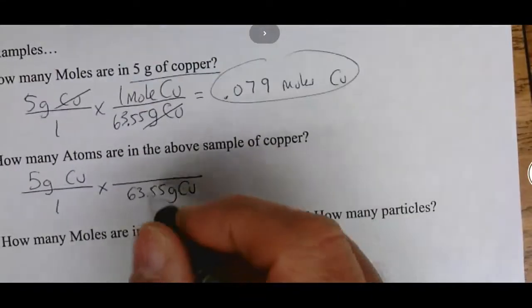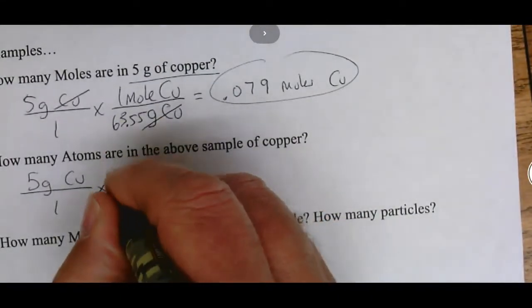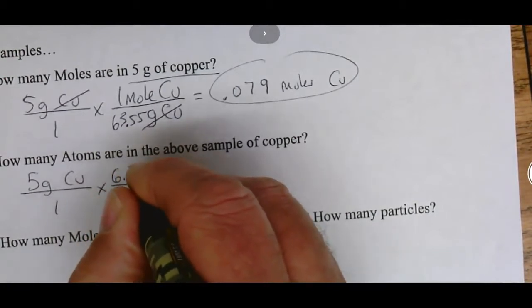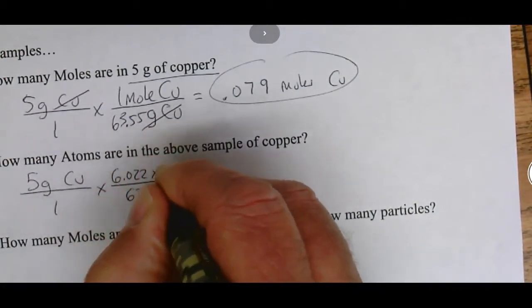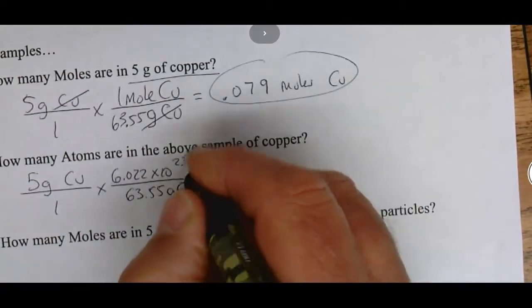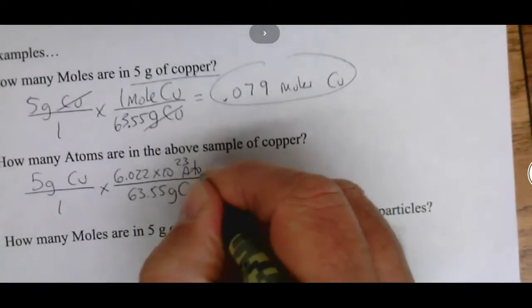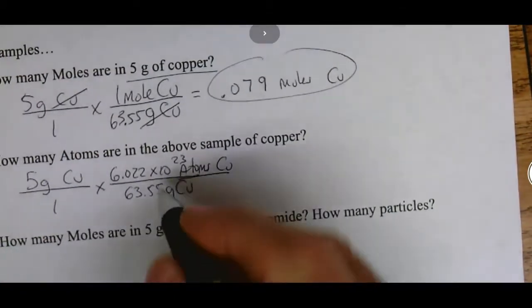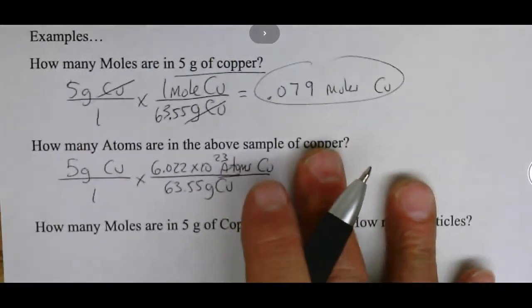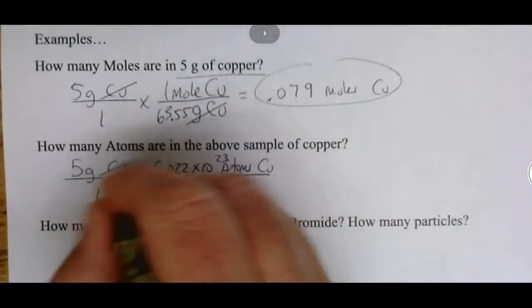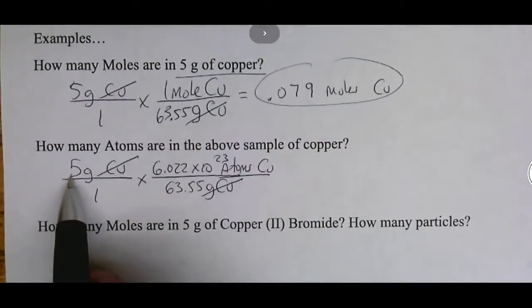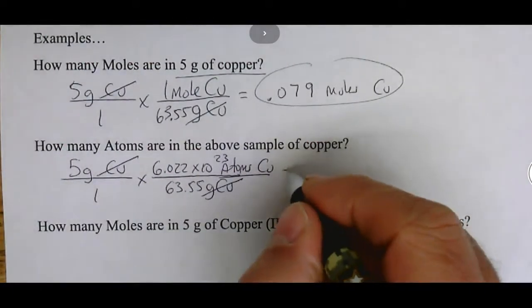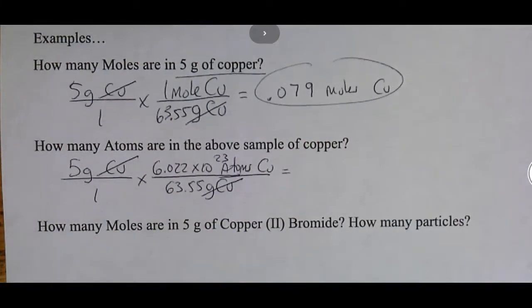So we know that we just put this number, 6.022 times 10 to the 23rd atoms of copper. Okay. And then again, we've canceled the grams of copper. And we just need to do 5 times this. And we would then do our math.